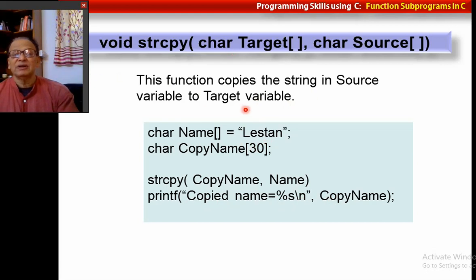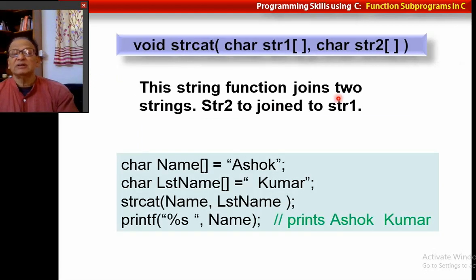The third function is string cat, or string join. What it does is it joins the second string str2 at the end of string 1, str1, and str1 will contain the combination of these two. So this is attached to the end of str1.